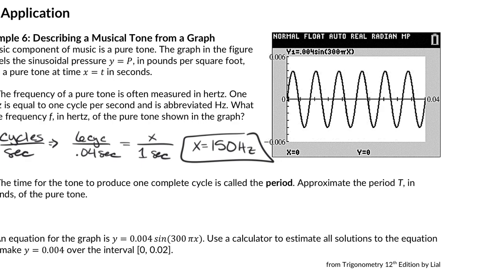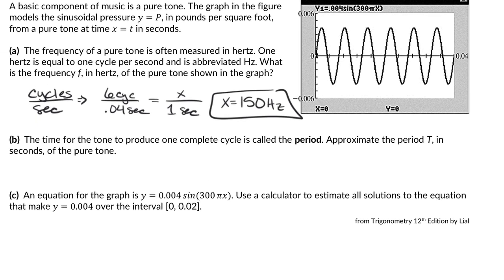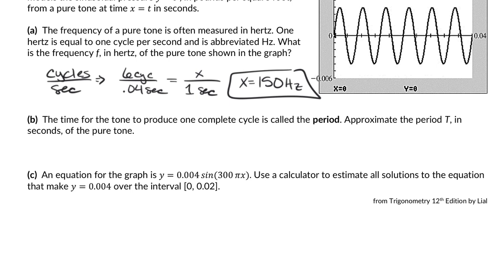The time for the tone to produce 1 complete cycle is called the period. We know that information. Approximate the period T in seconds of the pure tone. My friends, don't overthink this. How are frequency and period related? They're inverses of each other. Frequency is 1 over the period, therefore a period is 1 over the frequency. So the period here would be 1 over the frequency.